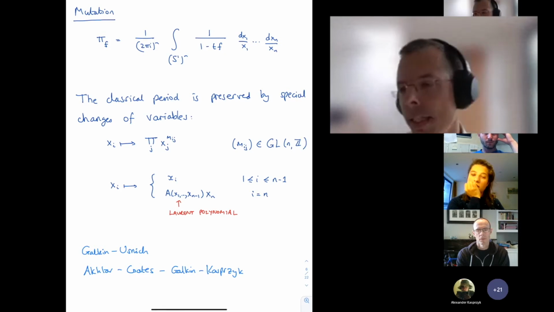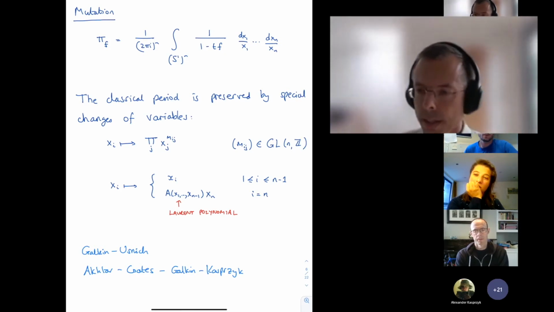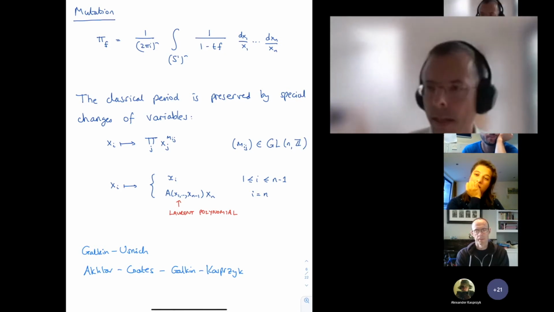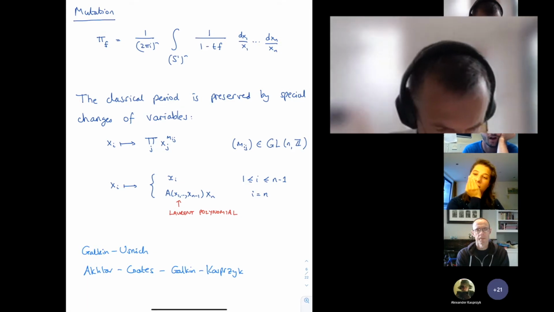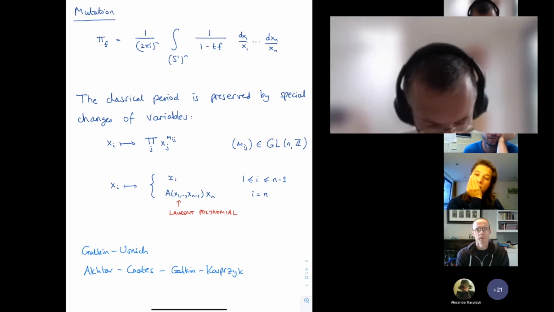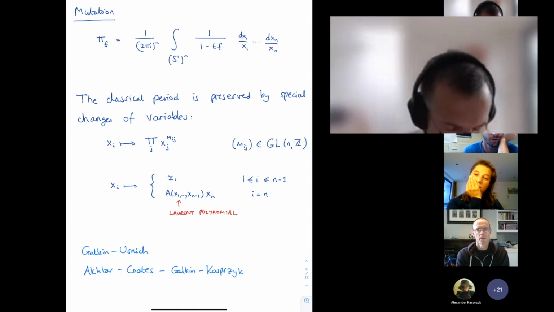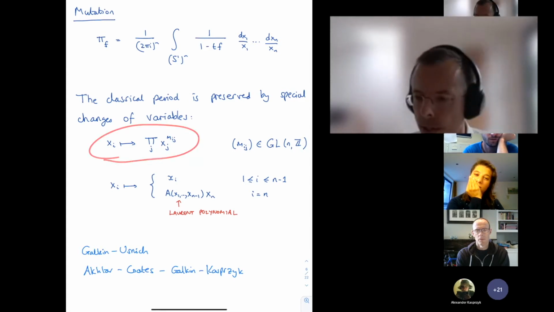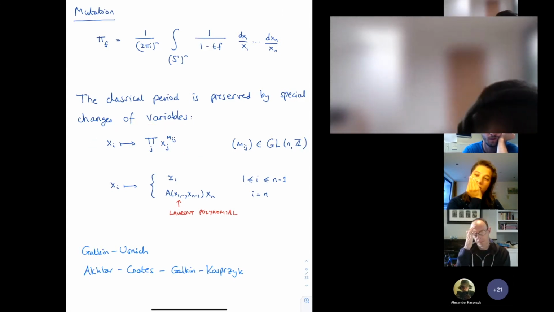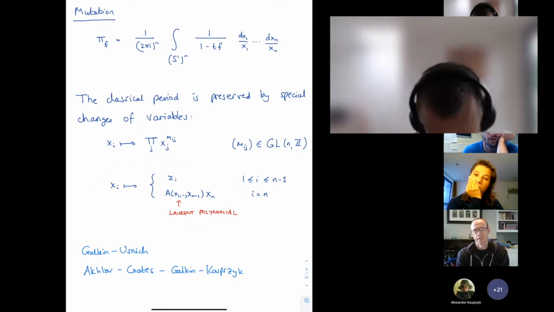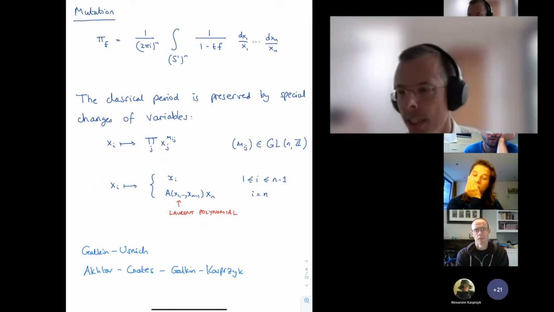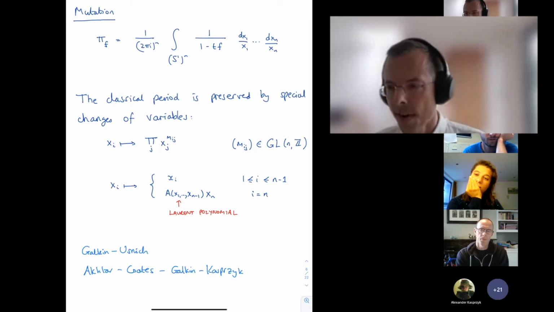the compositions of these sorts of changes of variables are called mutations. Sorry, I can't quite unpack this. Are you just doing changes of coordinates on the torus? Or are you doing something more general? This one is a change of coordinates on the torus. This one is a birational change of coordinates on the torus because it's not invertible where that polynomial vanishes. Oh, okay. So in a minute, I'm going to say it more invariantly. It's going to be much more obvious.